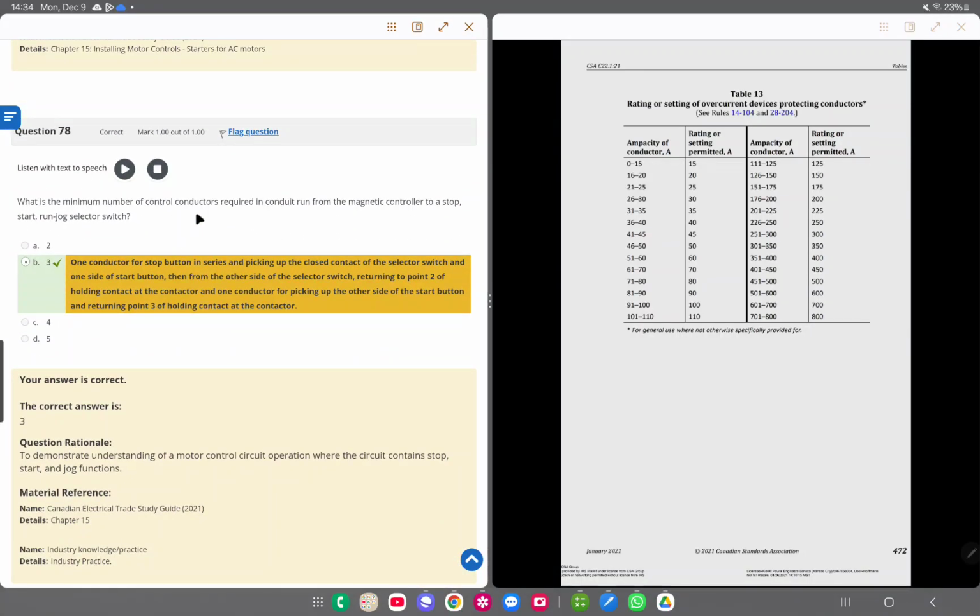What is the minimum number of control conductors required in a conduit for stop, start, run, jog? The answer is 3.